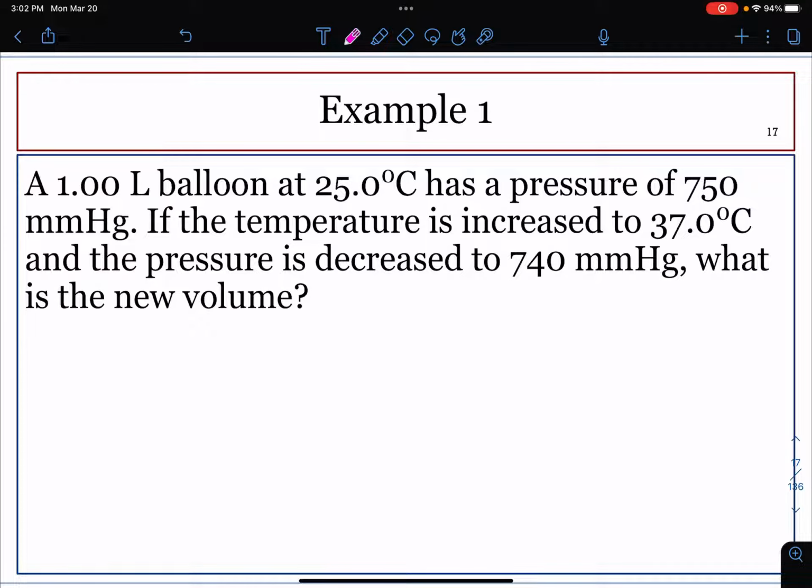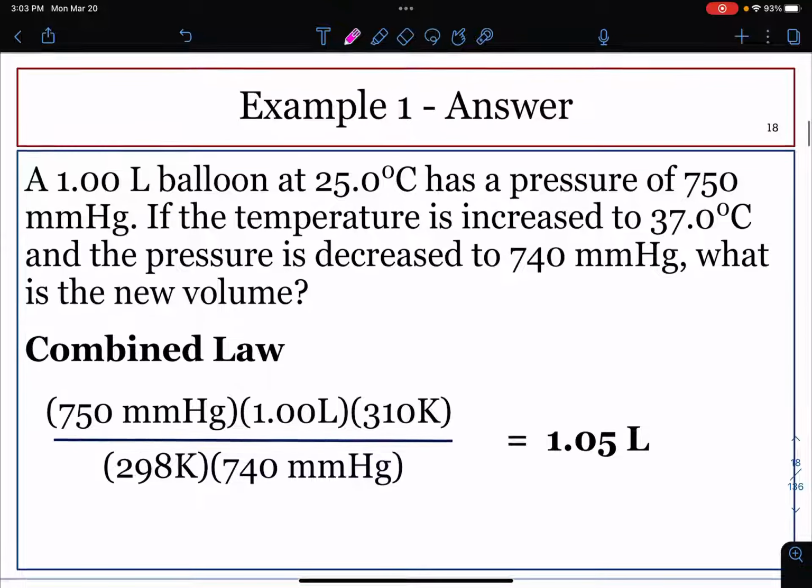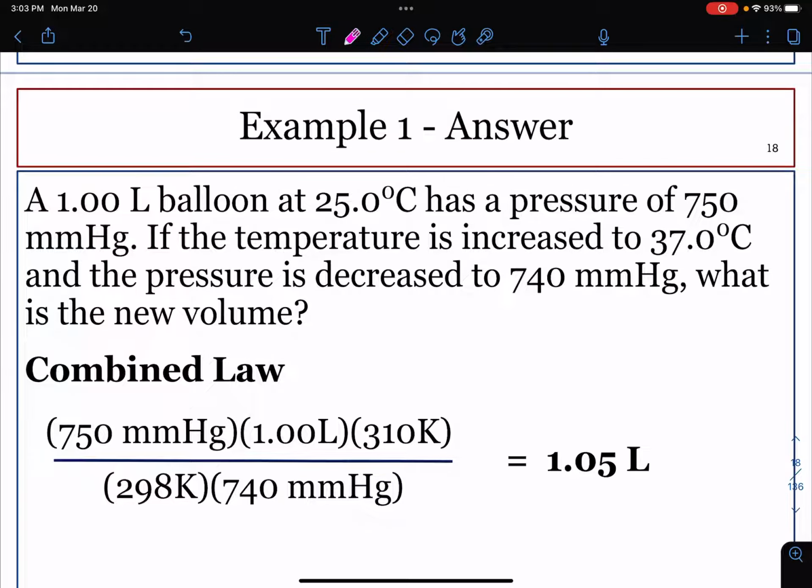changing. So if we take P1 times V1, and here's our combined law. We are going to be solving for V2 because it says what is the new volume? That's the second volume, and we're given all of the rest of the variables. So using algebra, we are going to rearrange this. We're going to multiply both sides by T2, and we're going to divide both sides of the equation by P2, and this isolates V2 on one side of the equation. When we plug in all of our values, we get an answer of 1.05 liters.